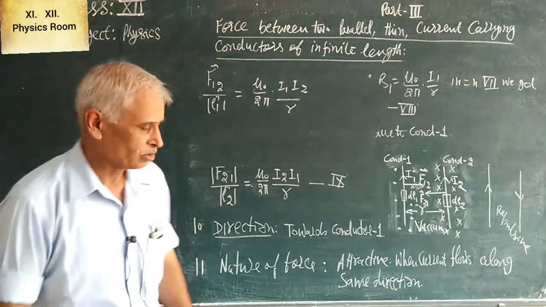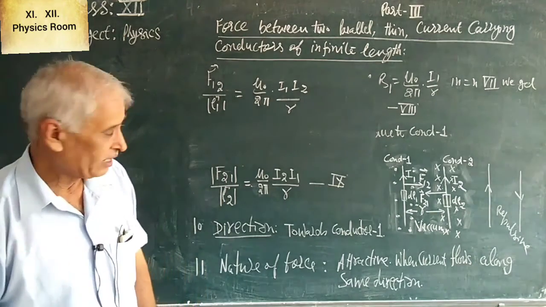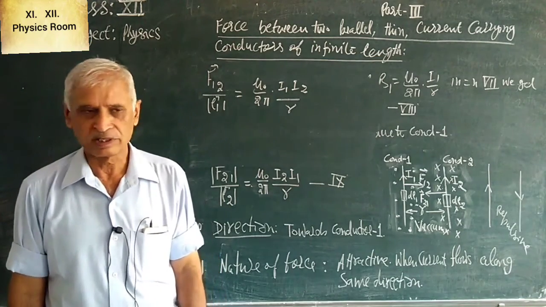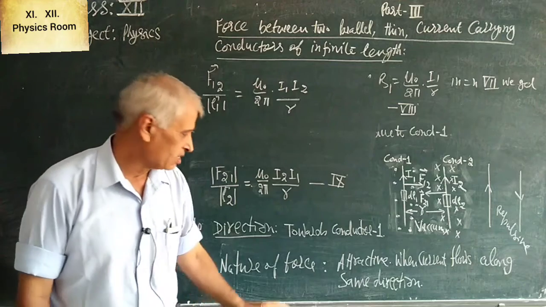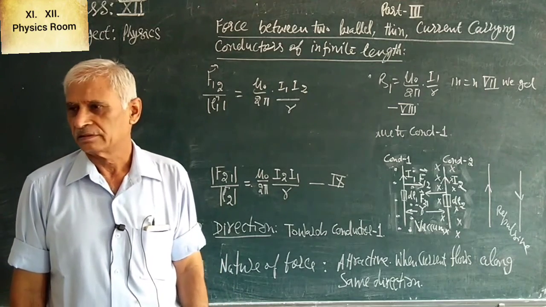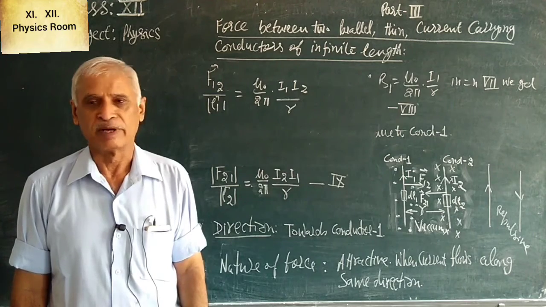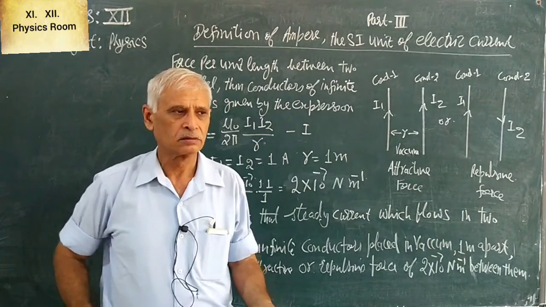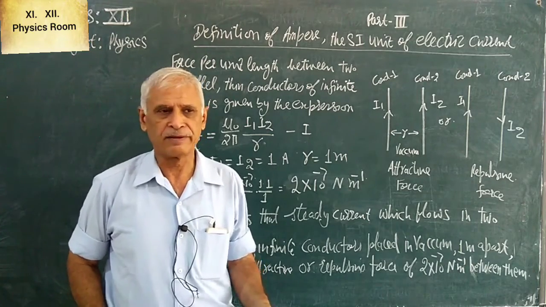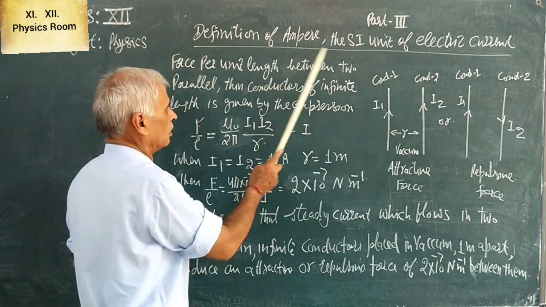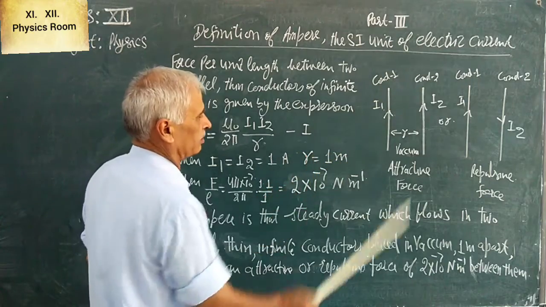Now you remember this expression and how to find out direction, how to derive the expression, how to deal with direction. So you take care of all these things and keep in mind. Let us define ampere, the SI unit of electric current.